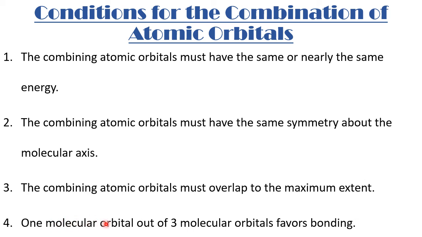One molecular orbital out of three molecular orbitals favors bonding. What are those three MOs? The three MOs are bonding, anti-bonding, and non-bonding. Out of the three, it is the bonding molecular orbital, BMO, that favors the bonding.